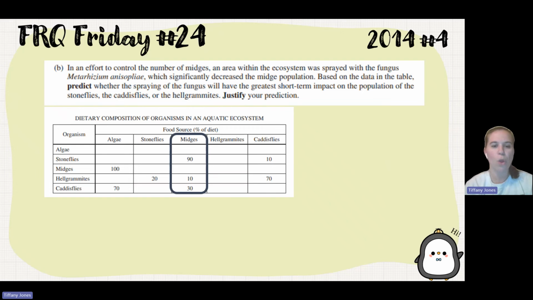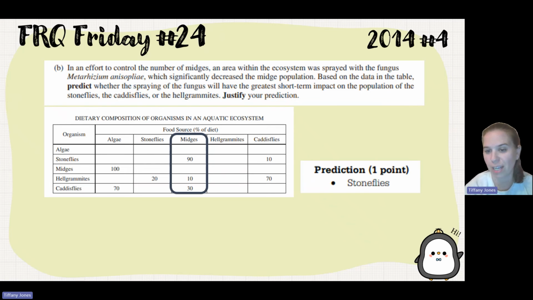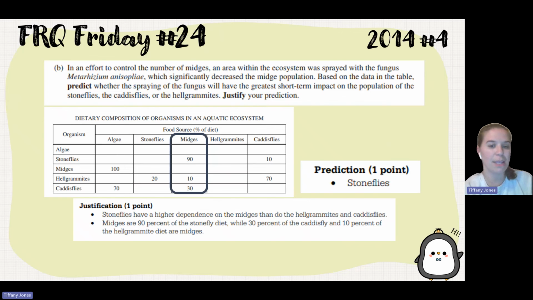We can say, which organism has most of its diet consisting of midges? And that would be the stoneflies. The stoneflies have 90% of their diet being midges versus the hellgrammites have 10% and the caddisflies have 30%. So the stoneflies are going to be the one that is, of course, going to have the most impact. And it's because they have the higher dependence on the midges than the other two organisms, because the midges are 90% of their diet while it's 30% for the caddisfly and 10% for hellgrammites.